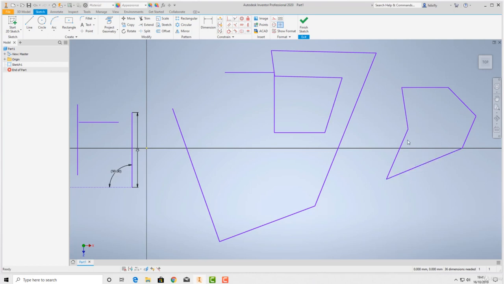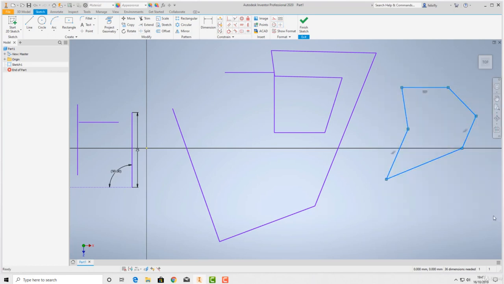It will do that because you haven't actually specified anything. This, as far as Inventor's concerned, this shape is just, it could be anything, and it's there to be moved about to make other things fit. So it's important that when you draw, you want to fix everything in place.